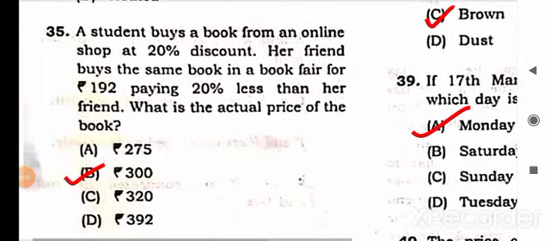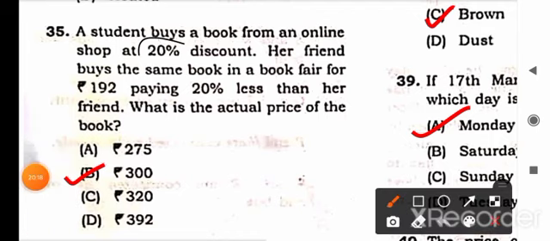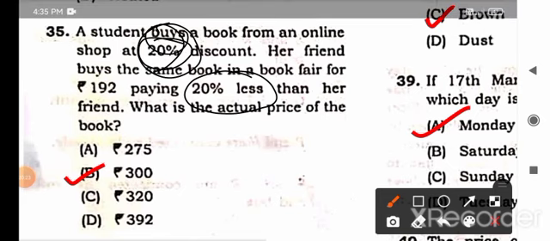And next, number 35. A student buys a book from an online shop at 20% discount, and her friend buys the same book in a book fair from 192, paying 20% less than her friend. What is the actual price of the book? See, 20%, like 40% discount. First she gets 20% discount, and her friend got 20% discount of what price she has bought. Then the answer is 192.